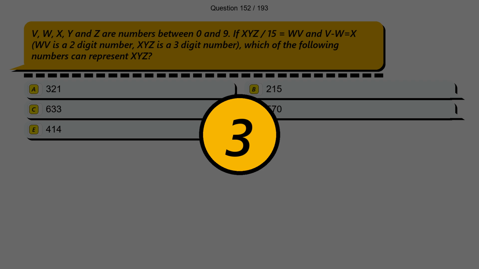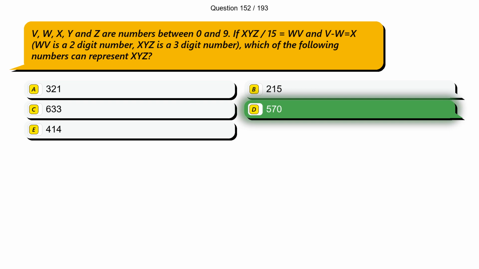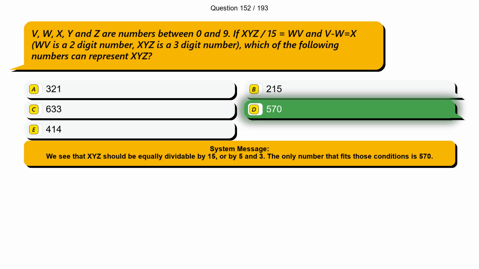The correct answer is option D, 570. We see that XYZ should be equally divisible by 15, or by 5 and 3. The only number that fits those conditions is 570.